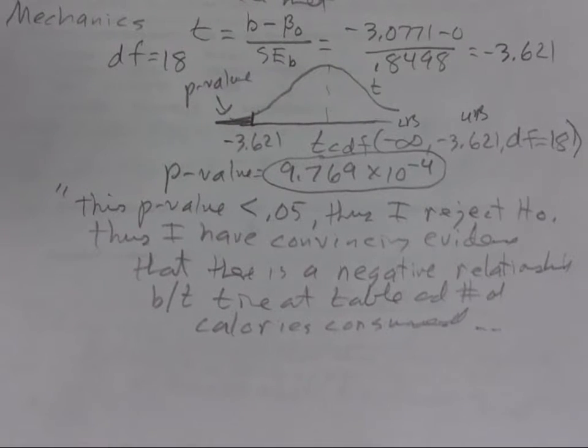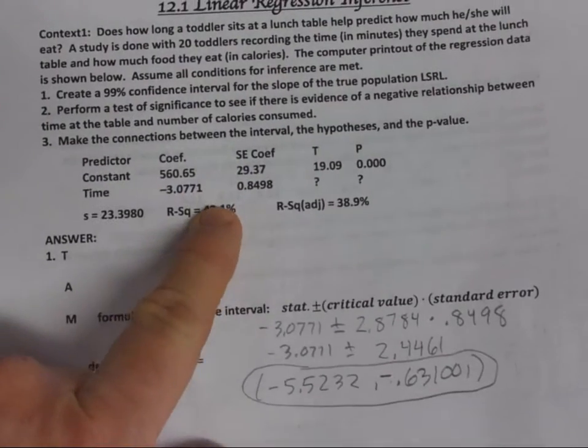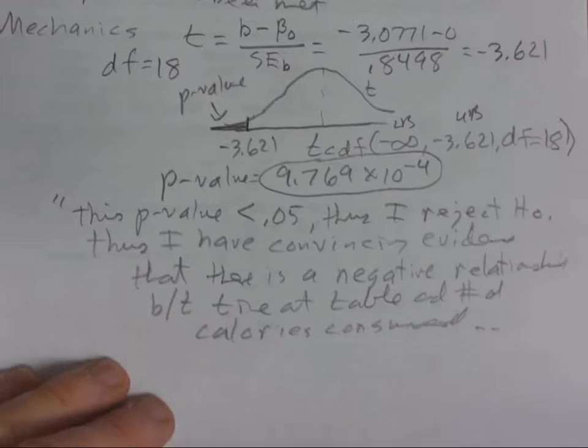So there appears to be a negative relationship. And most of the time, to be honest with you, this is the way that this problem is going to be given to you. That's how you do a linear regression t-interval and a linear regression t-test.